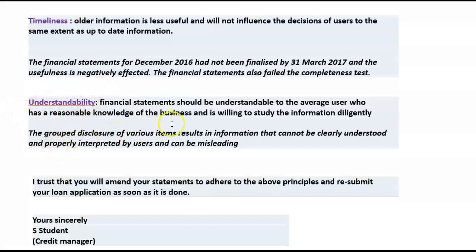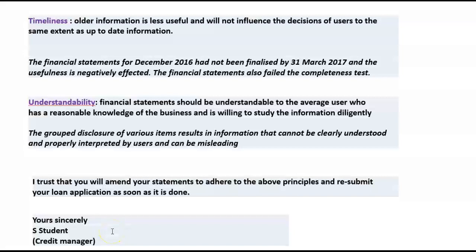Understandability, next one. Financial statements should be understandable to the average user who has a reasonable knowledge of the business and is willing to study the information diligently. The group disclosure of various items results in information that cannot be clearly understood and properly interpreted by the users and can be misleading. And then just to close off, I trust you will amend your statements to adhere to the above principles and resubmit your loan application. And you can say yours sincerely, a student, whatever, credit manager.